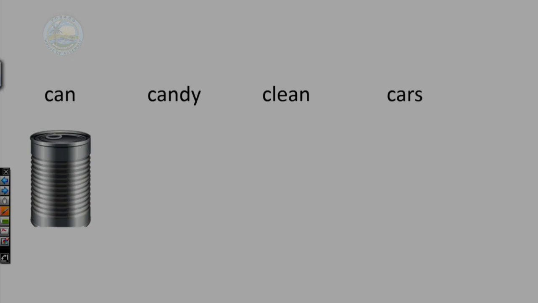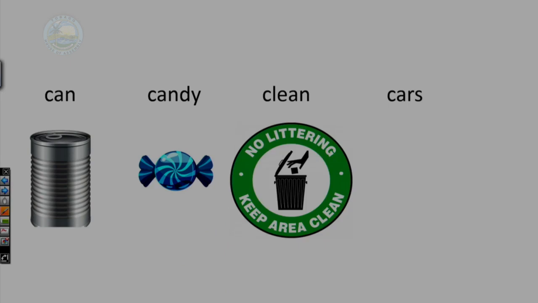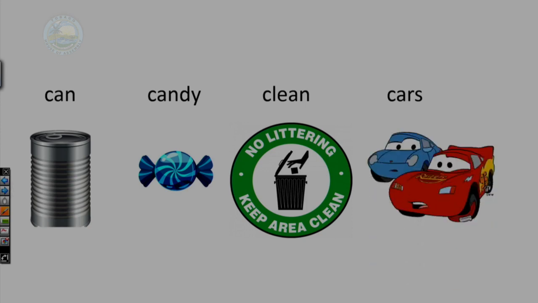A can, candy, a place that is clean, no littering, and then I have cars. But what does this really mean? What is the writer trying to tell me? Perhaps I should look at one of the signs. Did you see that? A sign just came in. It is saying sentence. Perhaps this is a sentence.